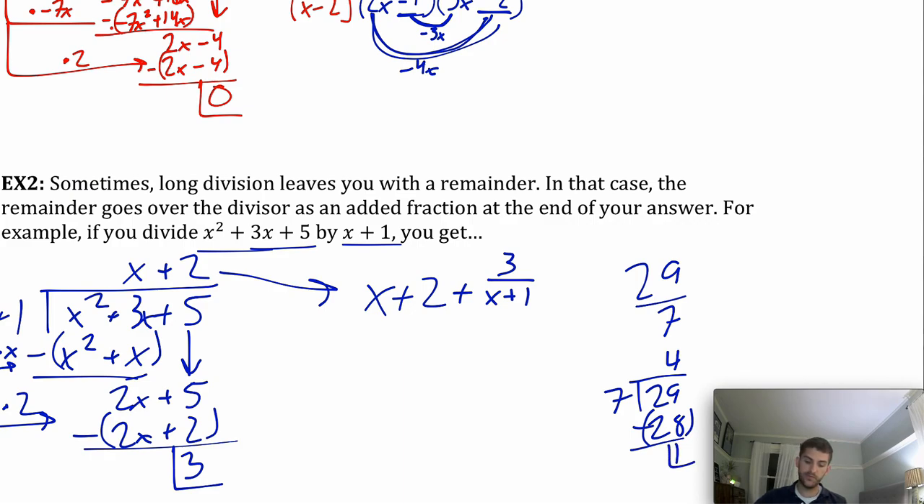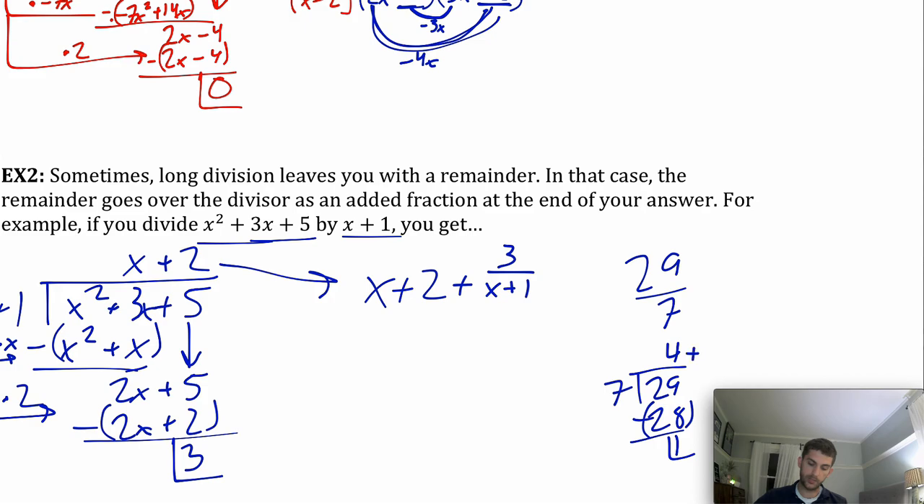So we would say it's 4, and we'd say plus 1/7, or we would just say 4 1/7. So that's the easiest way to do it numerically. That's what we do with the remainder in our polynomial division as well.